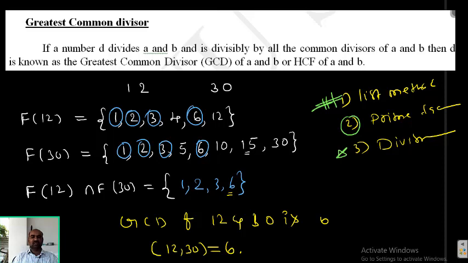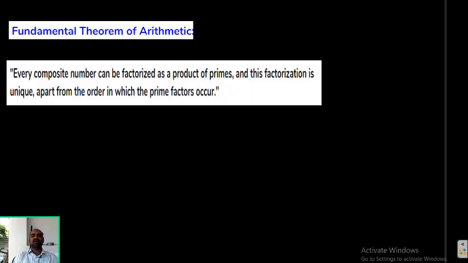For that, you need to know the fundamental theorem of arithmetic. What does the fundamental theorem of arithmetic say? Important theorem: every composite number can be factorized as the product of primes, and this factorization is unique apart from the order in which the prime factors occur. This is the statement of the fundamental theorem of arithmetic.